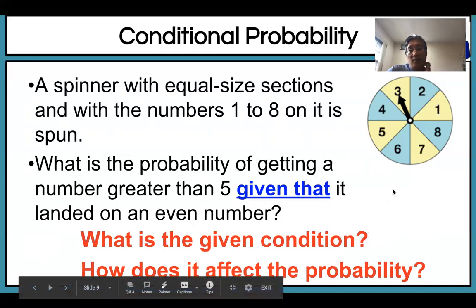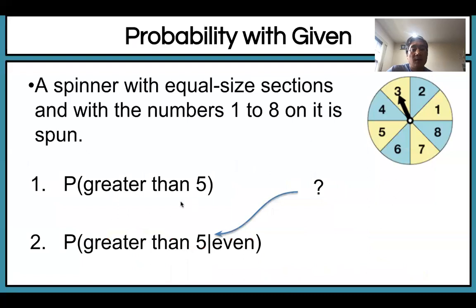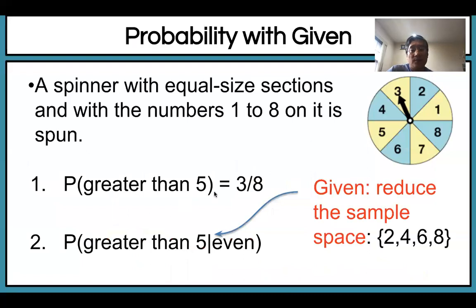It changes the sample space. It narrows down the sample space. So the sample space will be only 2, 4, 6, 8. Out of those 4, how many numbers are greater than 5? 6 and 8. So 2 out of 4, right?